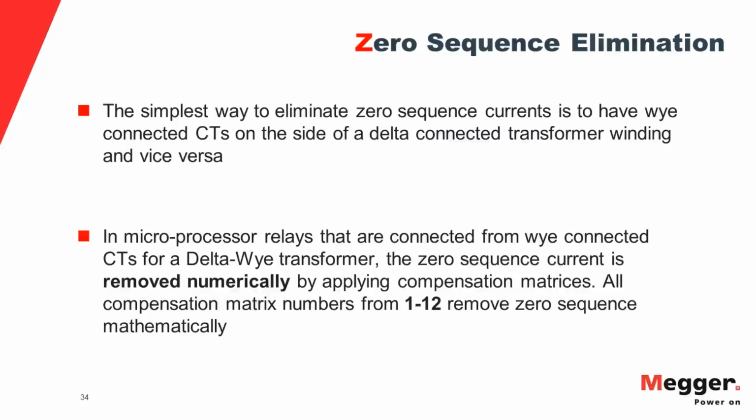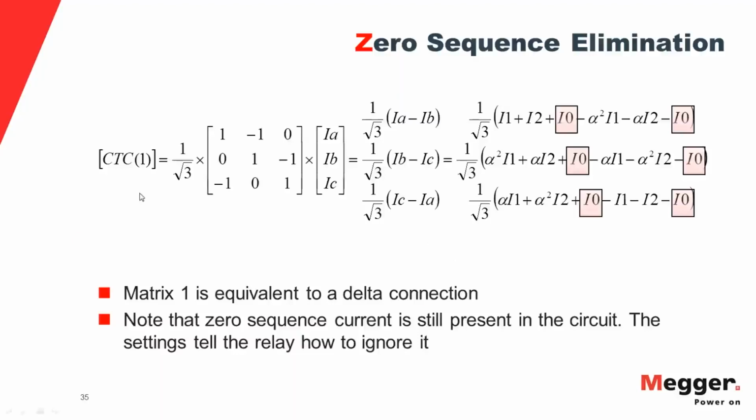So this is a classic example of one of the matrices. This is CTC1. This matrix basically is nothing but a delta connection. So you can clearly see there is a presence of zero sequence current, but it's numerically removed by the relay. So microprocessor relays numerically remove zero sequence by the use of compensation matrices. Even if you do not have CT windings the way you want, you can remove them numerically by using these compensation matrices.